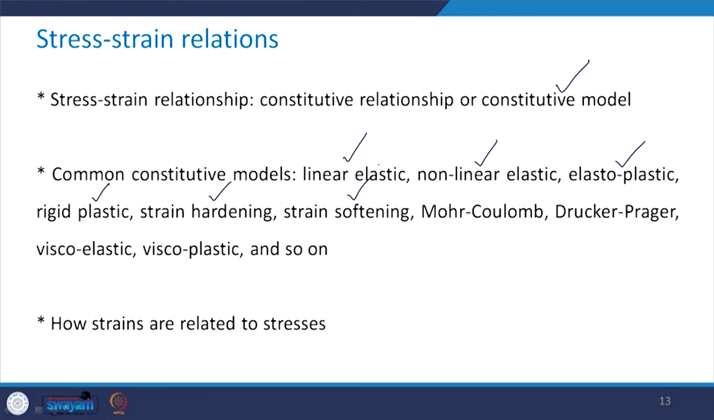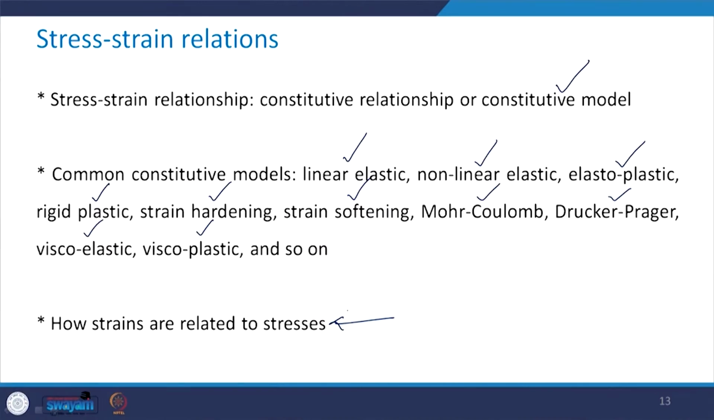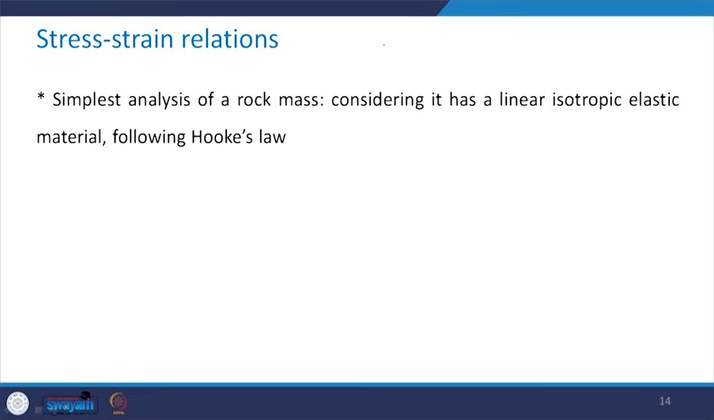Then in the elastic plastic mode, you have the Mohr Coulomb failure criterion, you have Drucker-Prager, then you can have viscoelastic stress strain relationship, viscoplastic, and the list is long. The question is how the strains are related to stresses, and the answer to this is given by this stress strain relationship or the constitutive relationship.